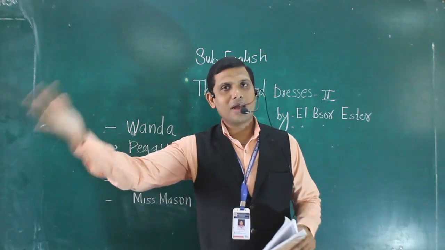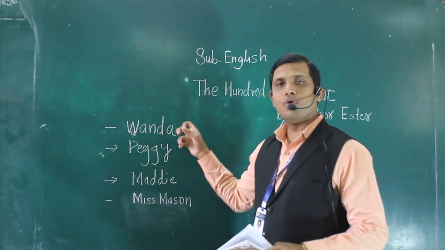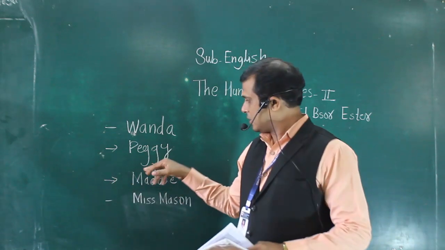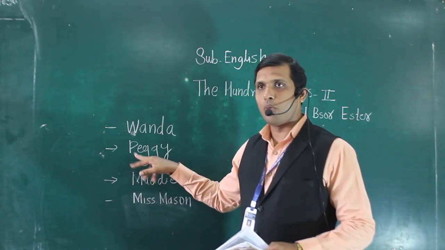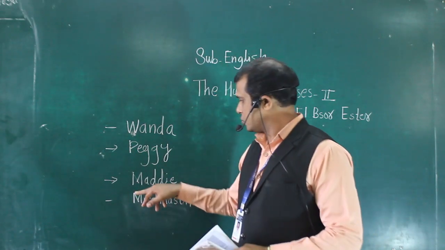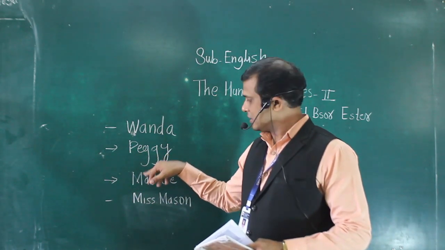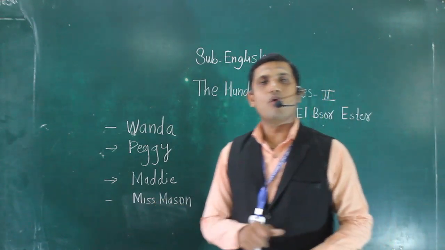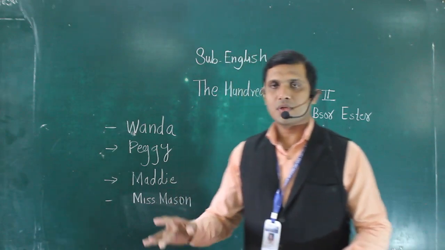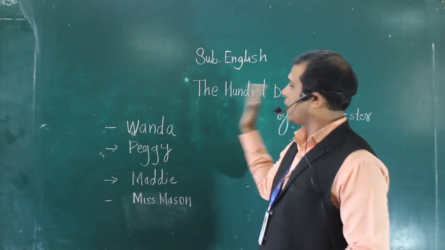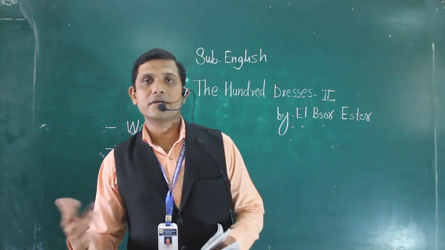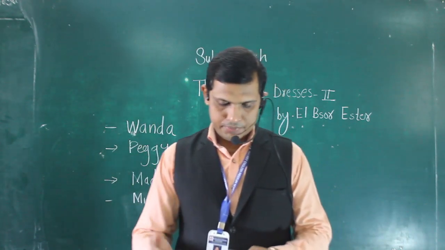So in the last lesson, what we have seen: Vanda was a girl from Poland, and Peggy was Native American. She was very beautiful, and she dominated her whole class by her beauty and by her knowledge also. Mary was Peggy's own close friend, and Miss Mason was the class teacher that we have seen. This is the first part we have learned, and now we are going to learn the second part: what exactly happened, and why Vanda did not come to school.